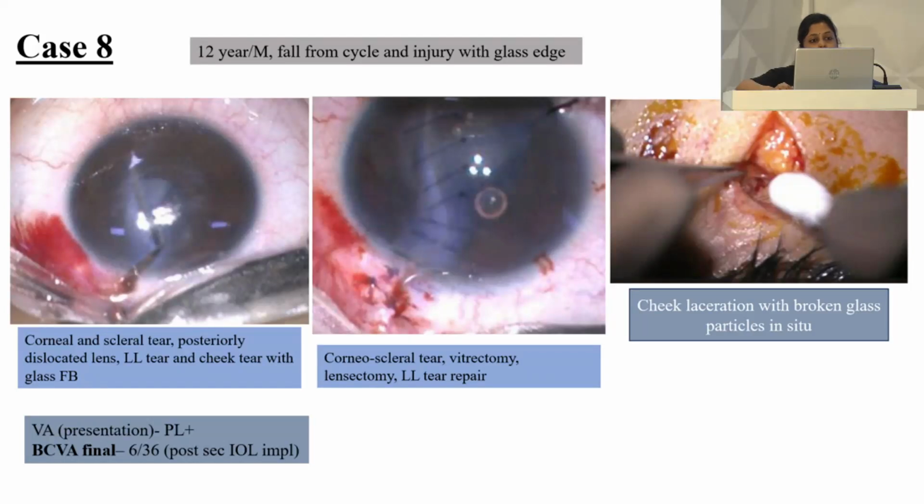This was a young child who had a history of a fall, followed by the injury with his glasses. He presented to us with an irregular corneoscleral tear, along with a lens involvement. There was a tear in the lid also, and there was a tear in the cheek also. And when we were doing the cheek laceration repair, a broken glass particle was removed from there.